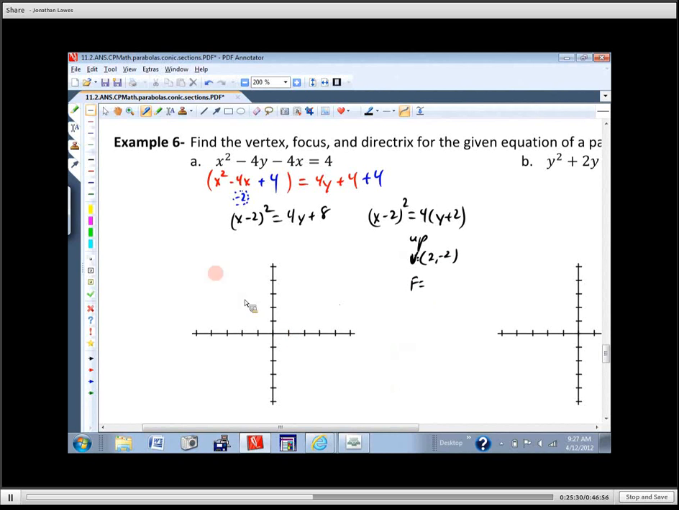Okay, then we need to find the focus. So let's go ahead and start graphing this. This is going to be at 2, -2, so we're right here. Let's see, what's a? a is 1. So we're going to go 1 unit up to get to the focus, and we're going to go 1 unit down to get to the directrix. Wouldn't it be 1/2? No. So that means if we're at 2, -2, and we go up 1, the focus would be 2, -1. And if we were at 2, -2, and we go down 1, that's going to put us at y equals -3 for the directrix. Okay.